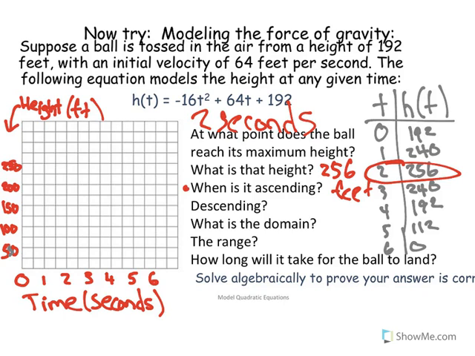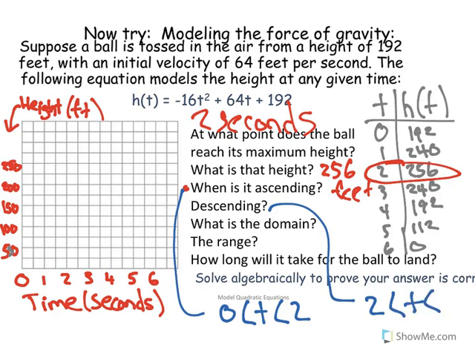Now, the next question is, when is our ball ascending? It's going to be ascending between 0 and 2. Again, at exactly 2 seconds, it is stationary. It's about to head down, and it just stopped heading up. When is it going to be descending? We would say from 2 to 6. And again, that is not inclusive. At 6, it is on the ground. It is no longer descending.